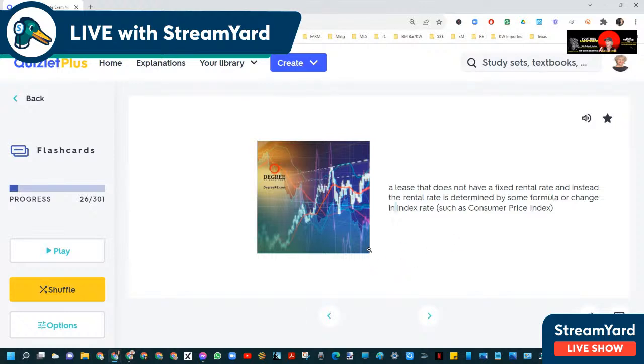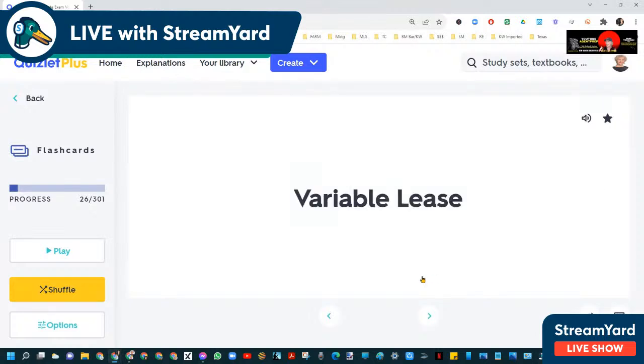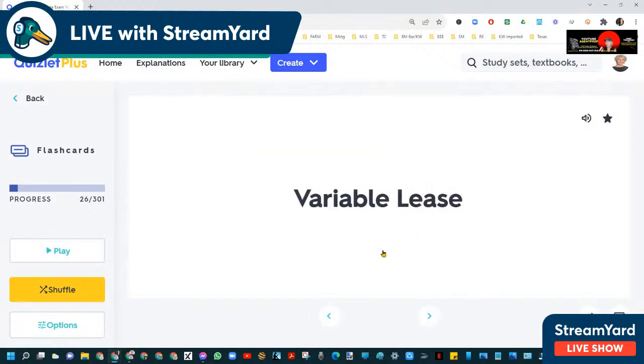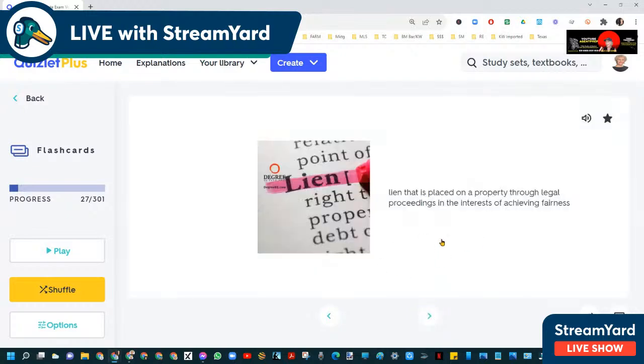All right. So that definition is a variable lease. A variable lease. So let's go back really quick. A lease that does not have a fixed rental rate and instead the rental rate is determined by some formula or change in the index rate. That is a variable lease. Number 27.